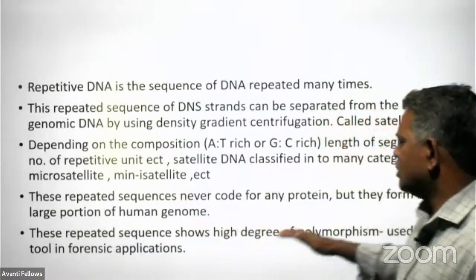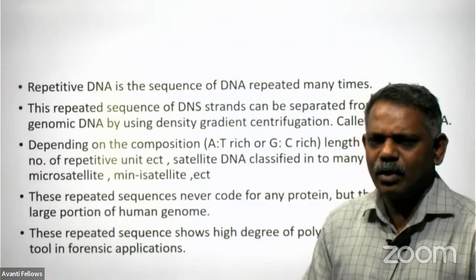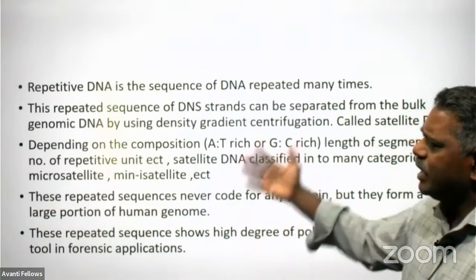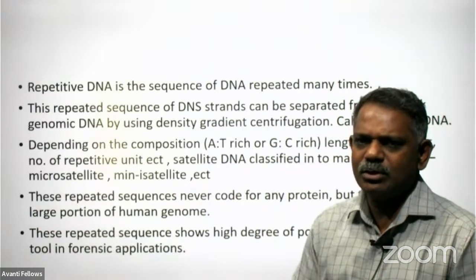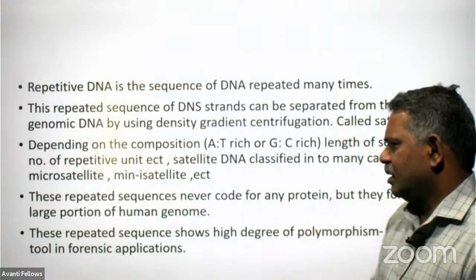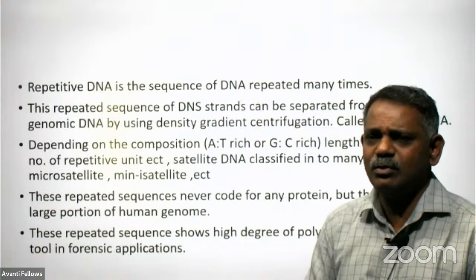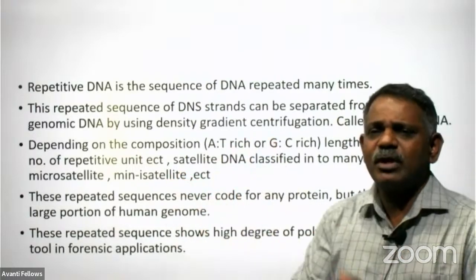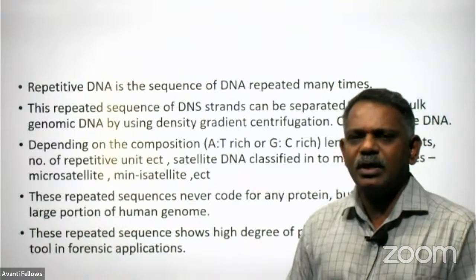And this repeated sequence shows a high degree of polymorphism. What is polymorphism? Polymorphism means differences. That is what we use here to identify a person. If it were the same in all individuals, it would not be possible. The repeated sequences of the chromosomes are not the same in every individual, and this difference never makes any difference in the phenotype of the individual. Why? Because it is not at all coding for any kind of protein.